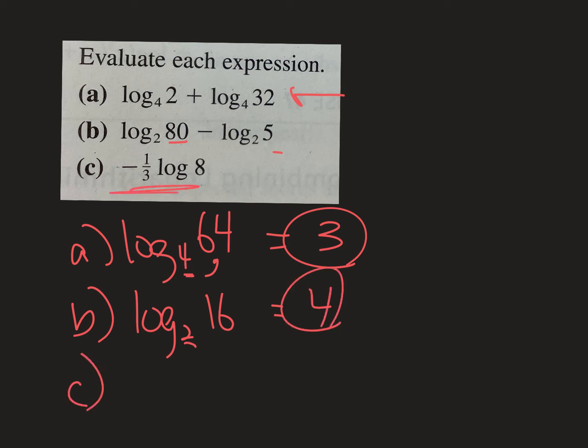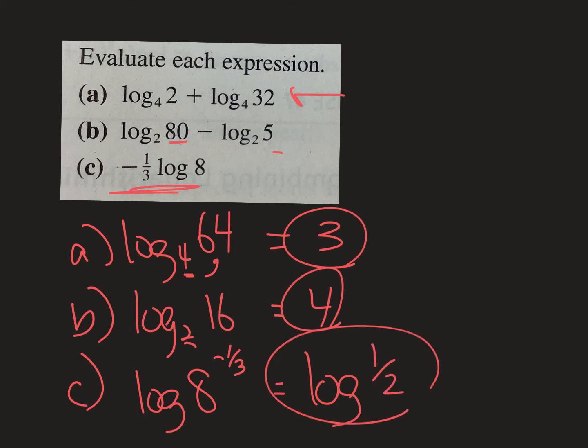Part C. C's got a negative 1/3 in front. And if it's in front of the log, that means it's sort of the exponent on the 8. All right, so that gives me 8 to the negative 1/3 power. First of all, the cube root of 8 is 2. So remember, bottom is the root, that's 2. But also it's negative, so I've got to flip the 2 and make it 1/2. So that's just log 1/2.